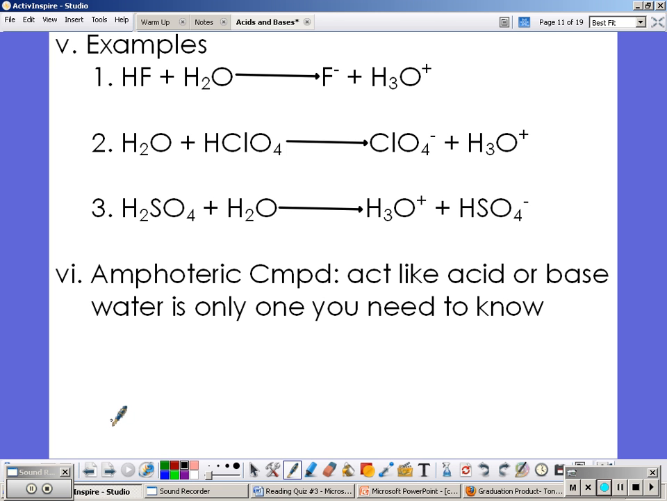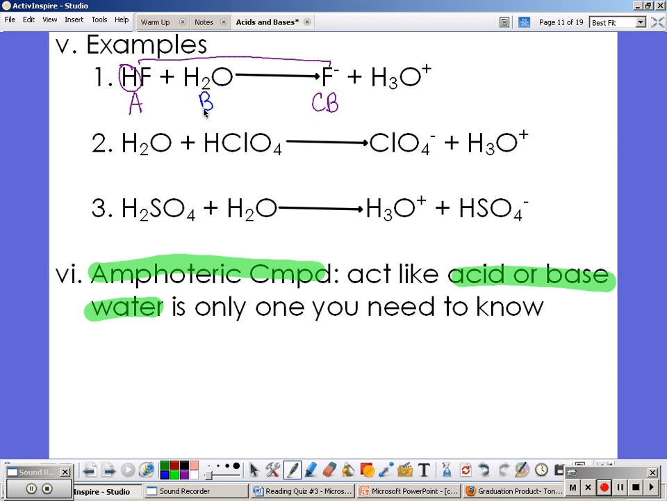Now, water is amphoteric. Amphoteric means it can act like an acid or base. Water is the only one that you have to be aware of. So when we decide what's an acid and what's a base, we have to look at what water is reacting with to know what it's acting like. So here we have water reacting with HF. HF starts with an H, so it's an acid. When it loses that hydrogen, or donates it, it turns into F-, and we would call F- the conjugate base. Water then is acting like a base, and it's going to accept a hydrogen and go from being H2O to being H3O+, and that's your conjugate acid.